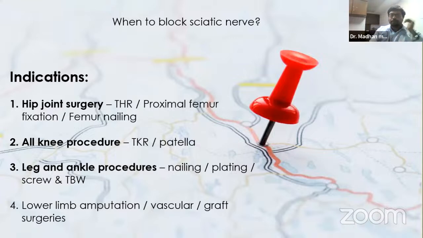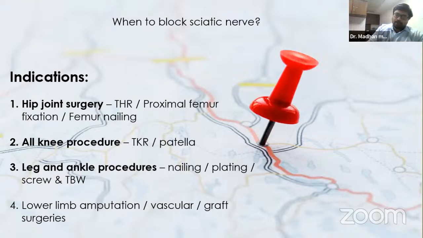Okay, so here comes the indication where we need to give a sciatic nerve block. If you take the hip joint, procedures like total hip replacement or proximal femur fixation, be it a DHS, some screwing, or even femur nailing, this will be the ideal block. Since the hip joint is involved, we have to block the nerve at level 1, which I have shown earlier. Sometimes even level 2 might also be helpful in the hip joint as far as the drug volume is concerned.